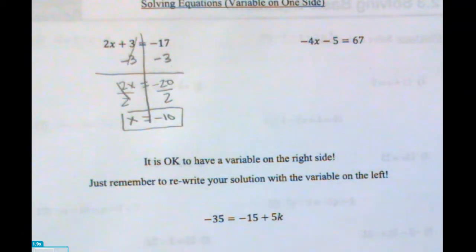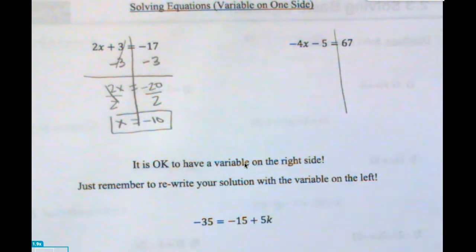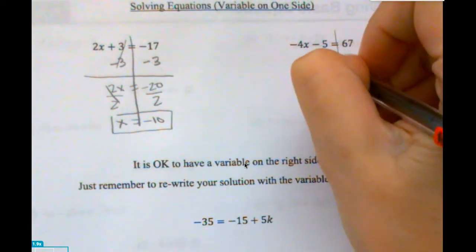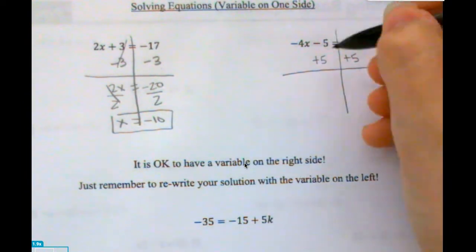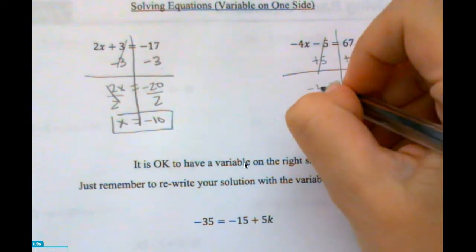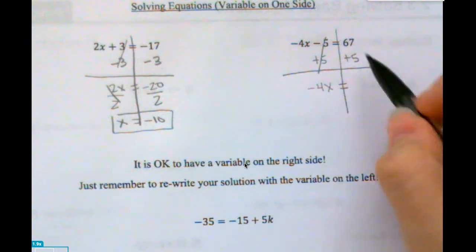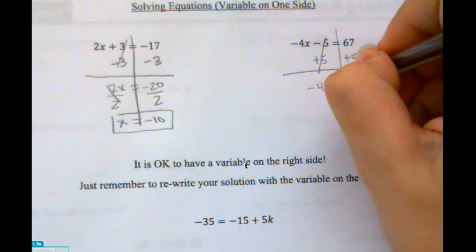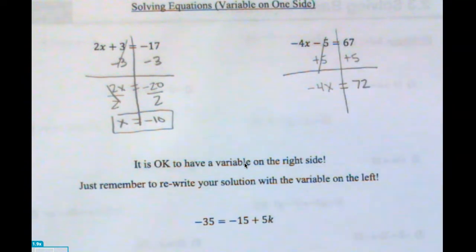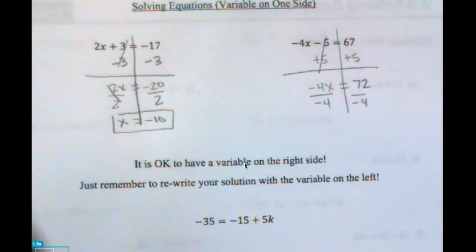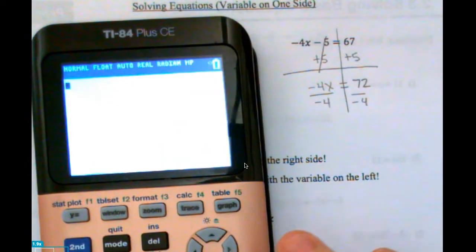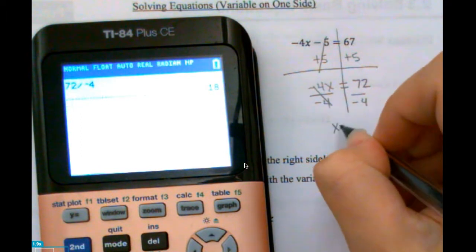The second problem is similar. We're still going to draw our line down the middle of the equal sign. But now I'm going to add the 5 to both sides, like I did with subtracting the 3. These 5's cancel out, and I'm left with negative 4x equals 67 plus 5 is 72, I believe. And then we need to divide each side by -4. And I don't know that off the top of my head, so I'm going to use my calculator. 72 divided by -4 gives me 18. So x is equal to 18.